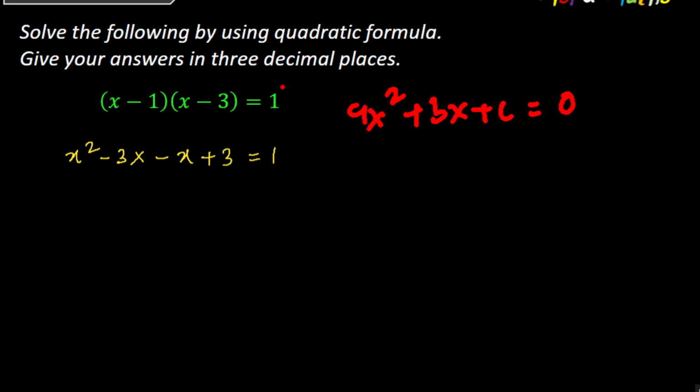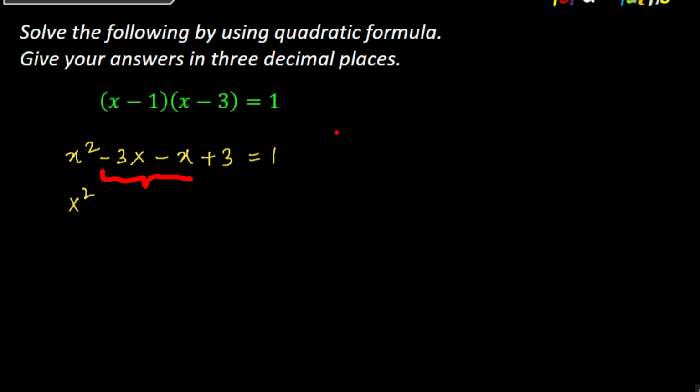If you observe this one, our right hand side here is equals to 1. So we bring it over to the left hand side. We will get x squared. And then here we have like terms, so we add them. Negative 3 minus 1 is negative 4, so that is negative 4x. And here, 3 minus 1 is 2. So I will write here plus 2 equals to 0.